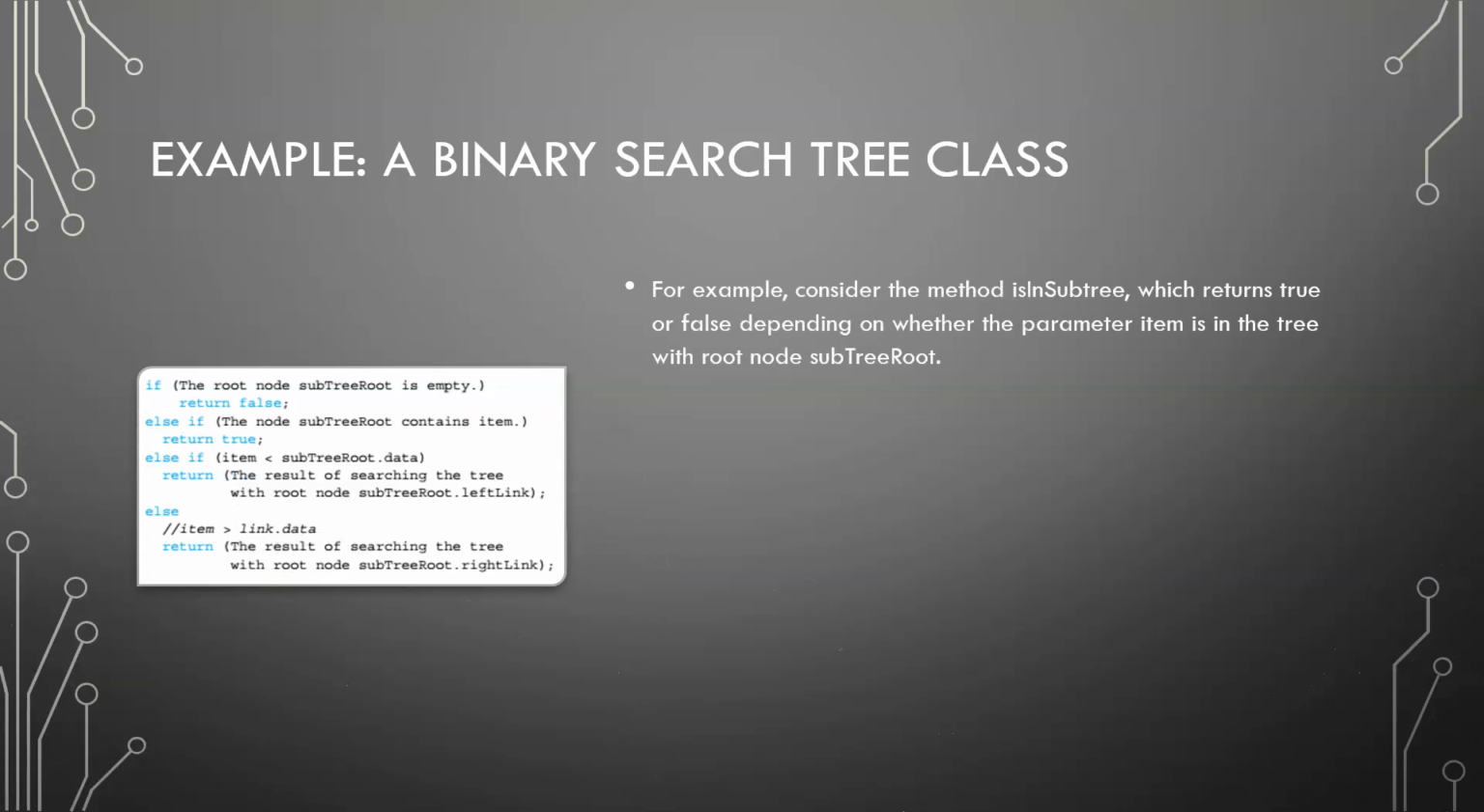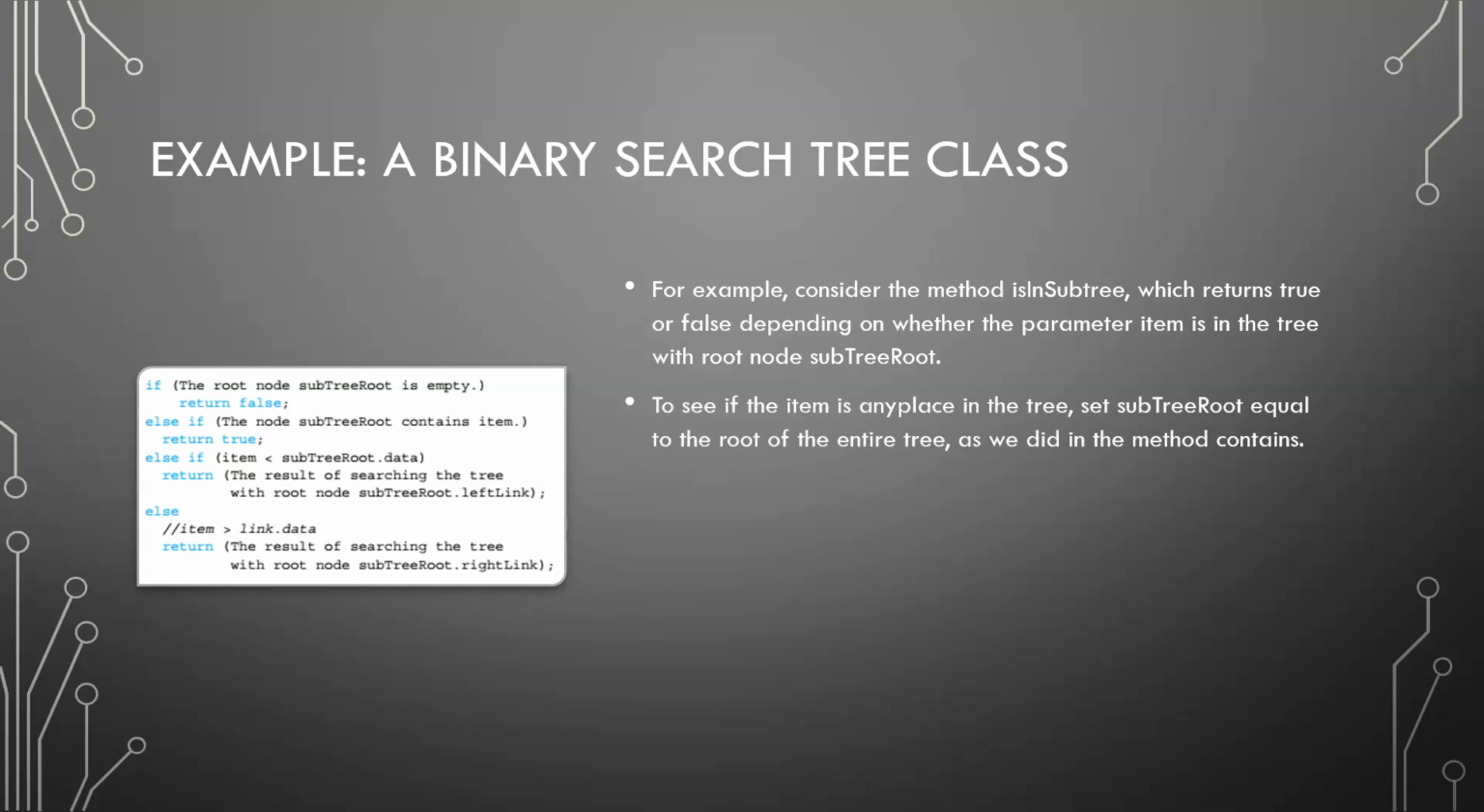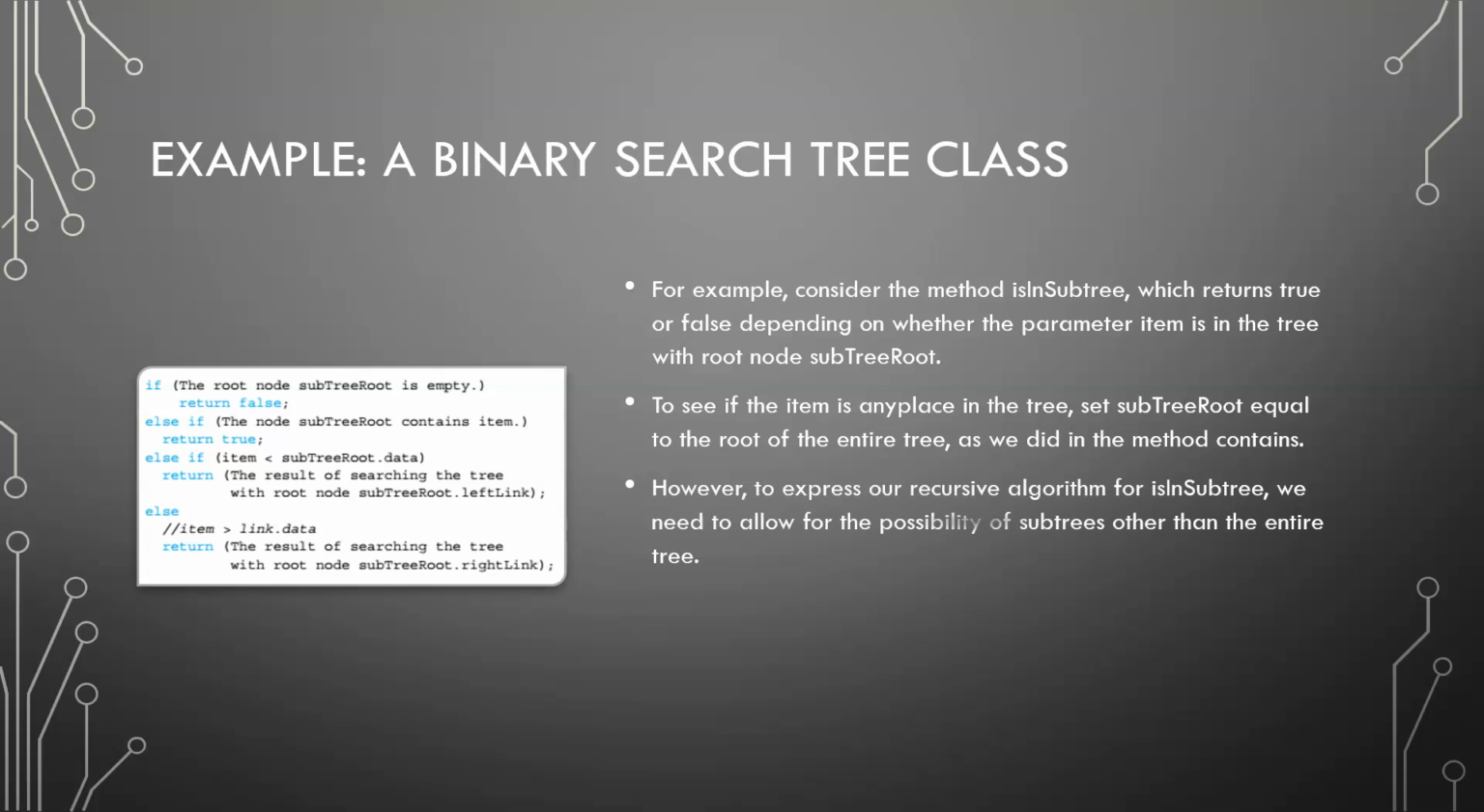So, for example, consider the method isInSubtree, which returns true or false depending on whether the parameter item is in the tree with root node subtreeRoot. So to see if the item is in any place in the tree, set subtreeRoot equal to the root of the entire tree, as we did in the method contains. However, to really express our recursive algorithm for isInSubtree, we need to allow the possibility of subtrees other than the entire tree. Now, the algorithm for isInSubtree expressed in pseudocode is shown on the left.